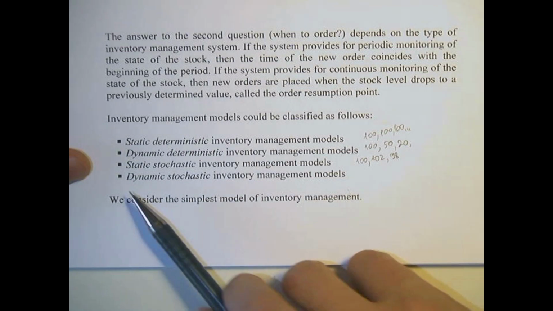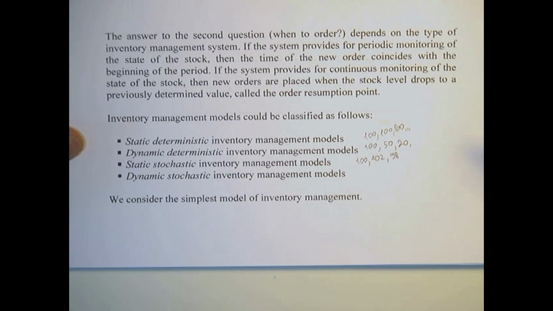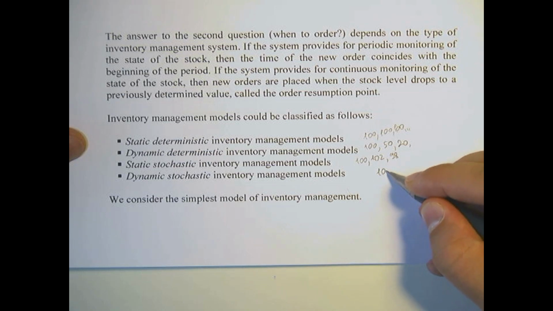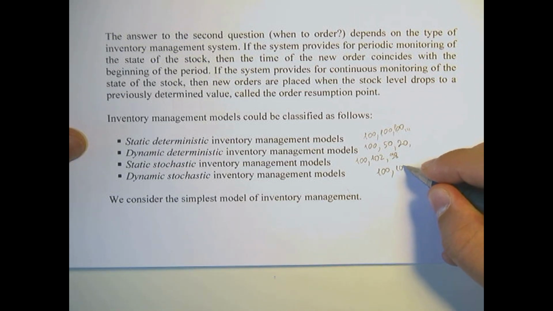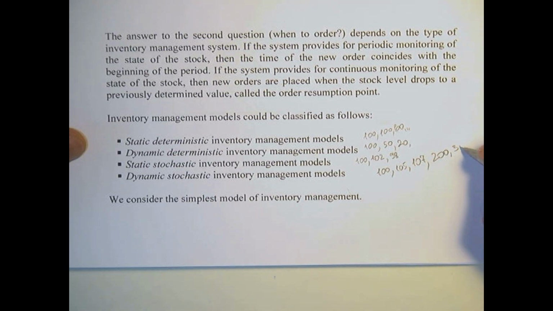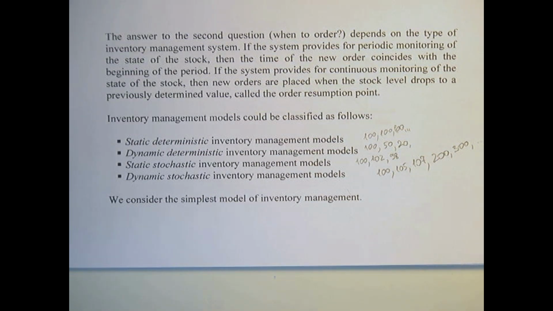remains the same. But if we consider dynamic stochastic inventory management models, in this case we see that demand can be a stochastic one. So for instance, 100 first week, 105 next week, 107 next week, then 200, next week 300, and so on. We see that mean demand increases, so it is not a constant value. So even mean demand increases in this case. And this case we call dynamic stochastic inventory management models.